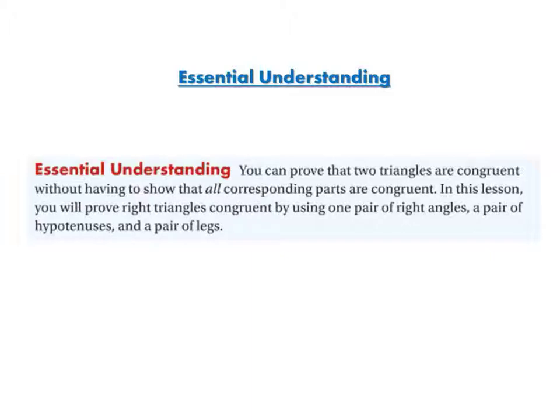By the end of this lesson, you should understand that you can prove that two triangles are congruent without having to show that all corresponding parts are congruent. In this lesson, you will prove right triangles are congruent by using one pair of right angles and a pair of hypotenuses and a pair of legs.